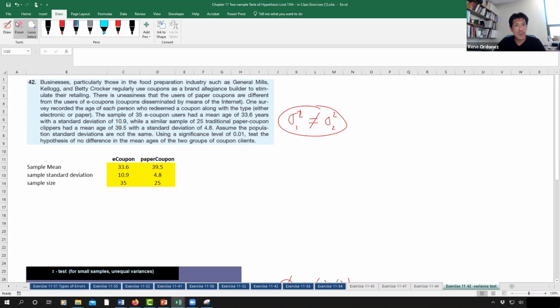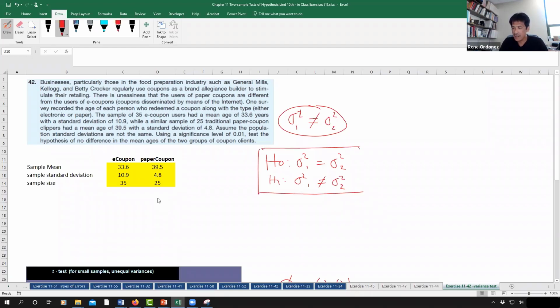All right, so here's what we're going to do. We are going to test this assumption here, using the same sample data. We'll set up the hypothesis as H0: the variance of group 1 is equal to the variance of group 2. H1: the variance of group 1 is not equal to the variance of group 2. So that's how we set up the hypothesis.